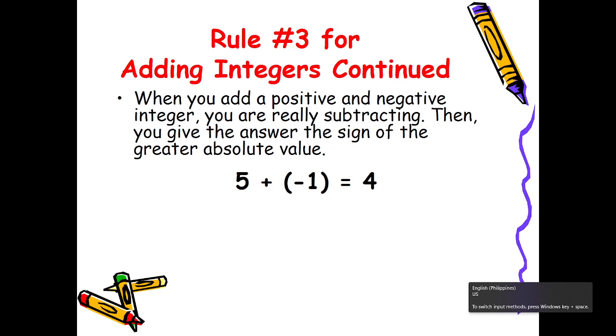As an example here, we have positive 5 plus negative 1. As I said, we can ignore the signs and we simply subtract because they have different signs. So we subtract 5 and 1. 5 minus 1 is 4. Now, which of these two numbers is farther from 0? Is it the positive 5 or the negative 1? Apparently, it's 5. And since 5 is positive, our final answer should be positive 4.